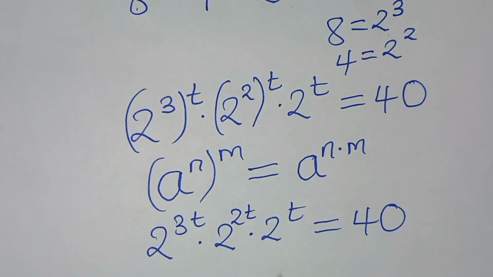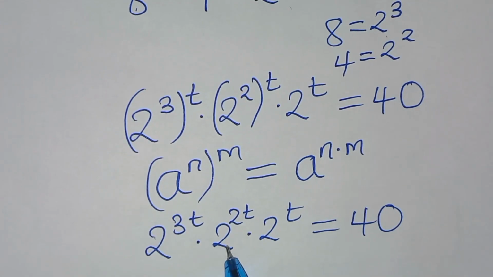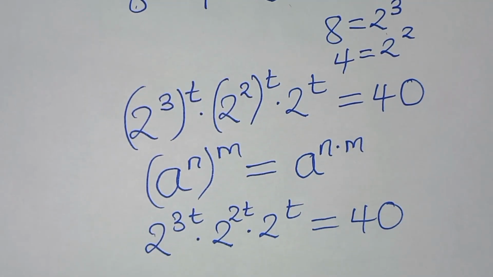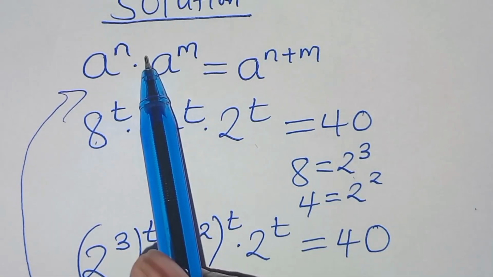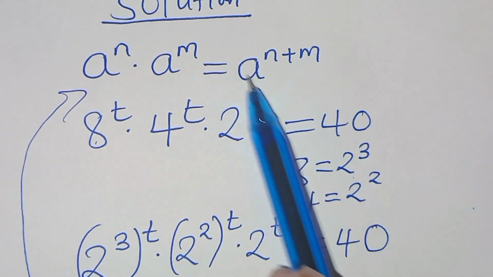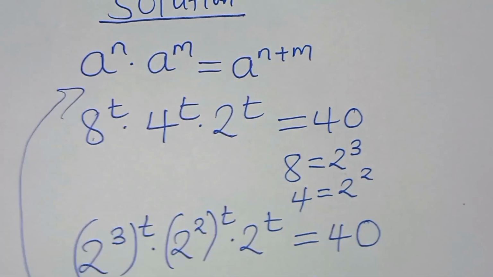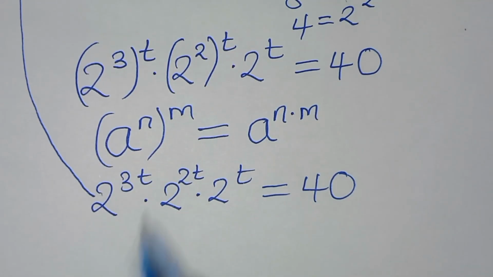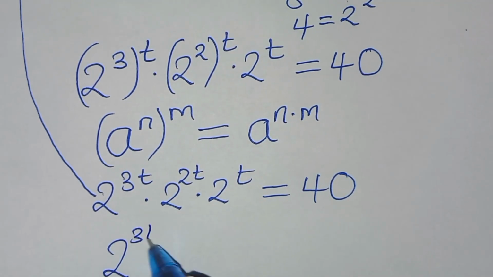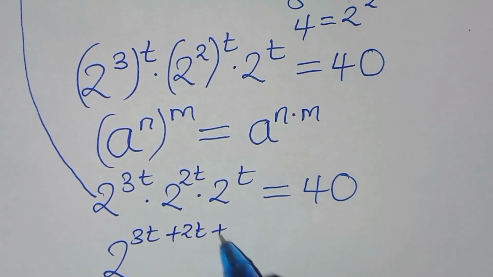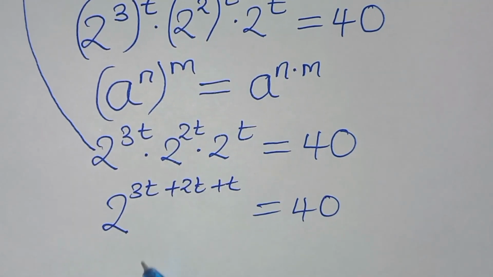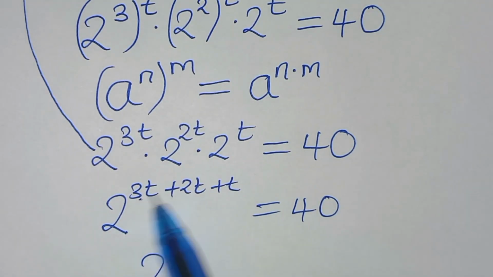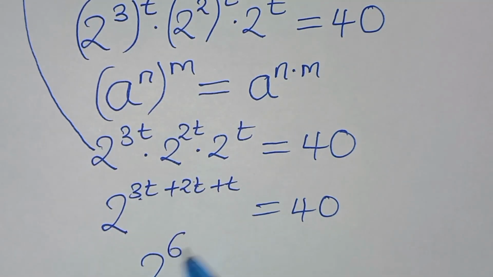The next step is that 2 to the power 3t times 2 to the power 2t times 2 to the power t is in the form of a to the power n multiplied by a to the power m, which we can express as a to the power n plus m. So let's proceed from here. This is the same thing as 2 to the power 3t plus 2t plus t, equal to 40. So here we have 3t plus 2t, this is 5t, then 6t. We have 2 to the power 6t, equal to 40.